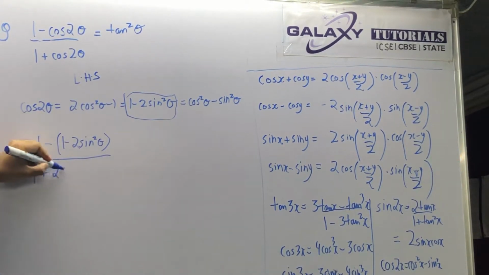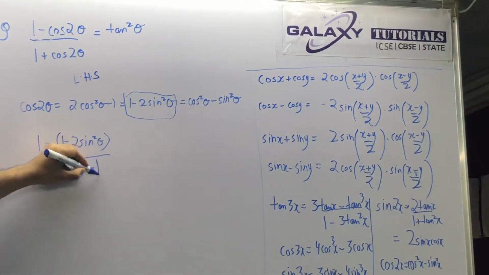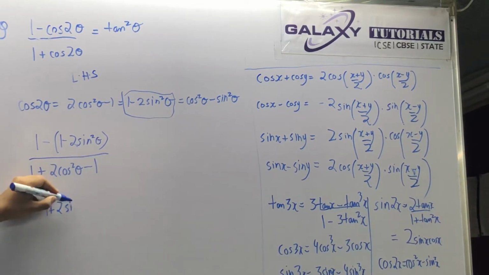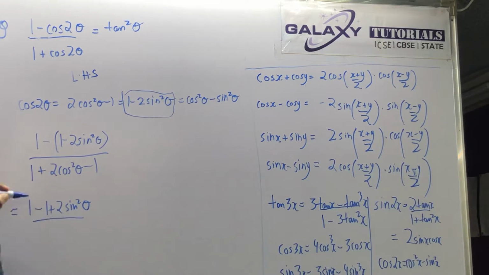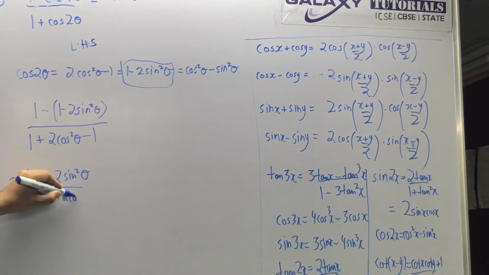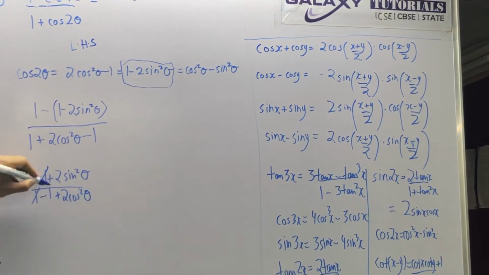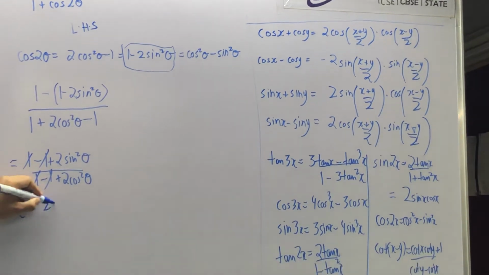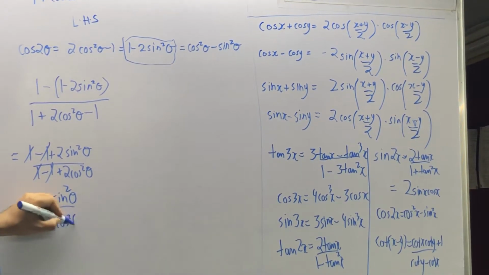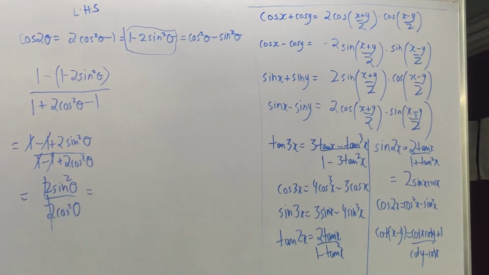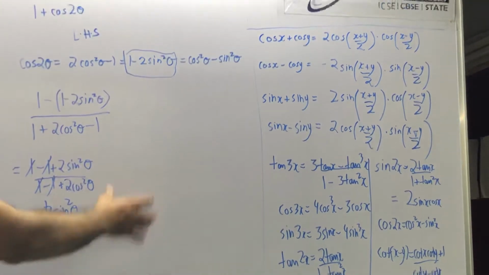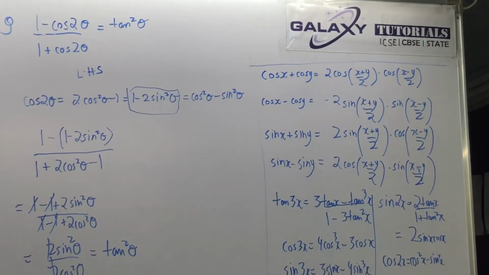So 1 plus 2 cos square theta minus 1. Okay, so 1 minus 1 plus 2 sin square theta upon 1 minus 1 cancel, so 2 cancels, so sin square theta upon cos square theta will be tan square theta. Okay, LHS is equal to RHS, hence proved.